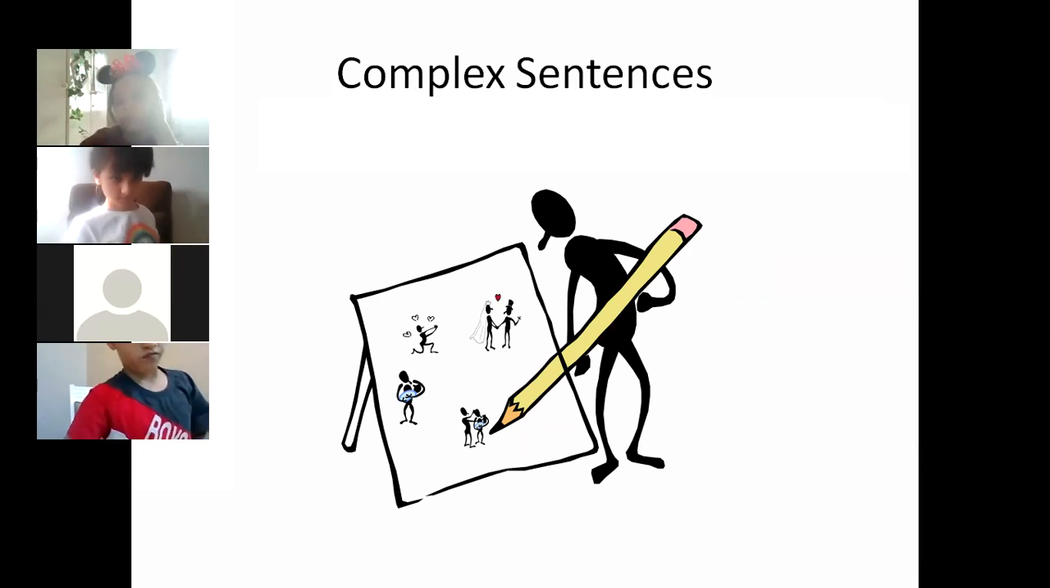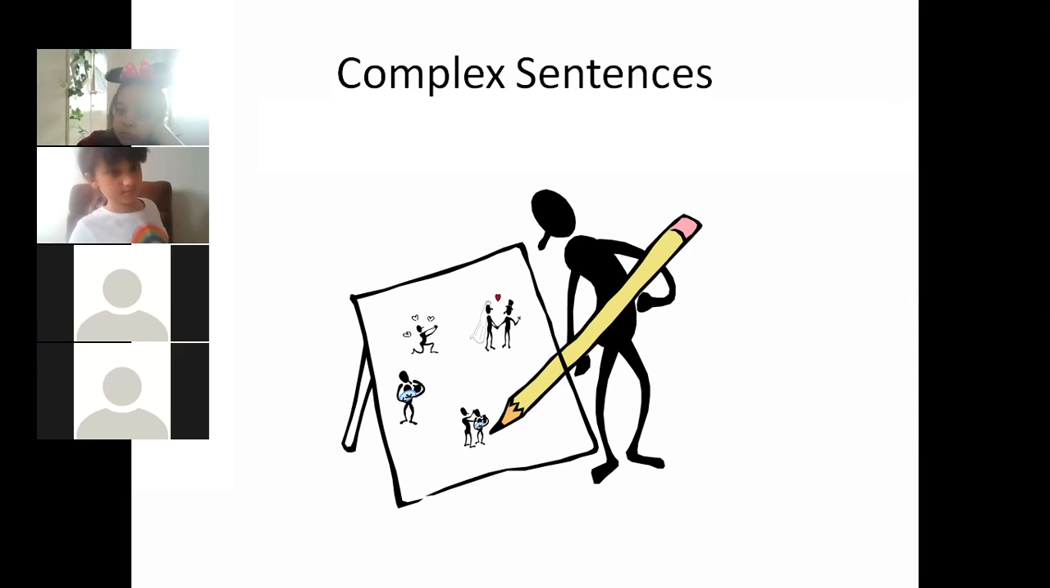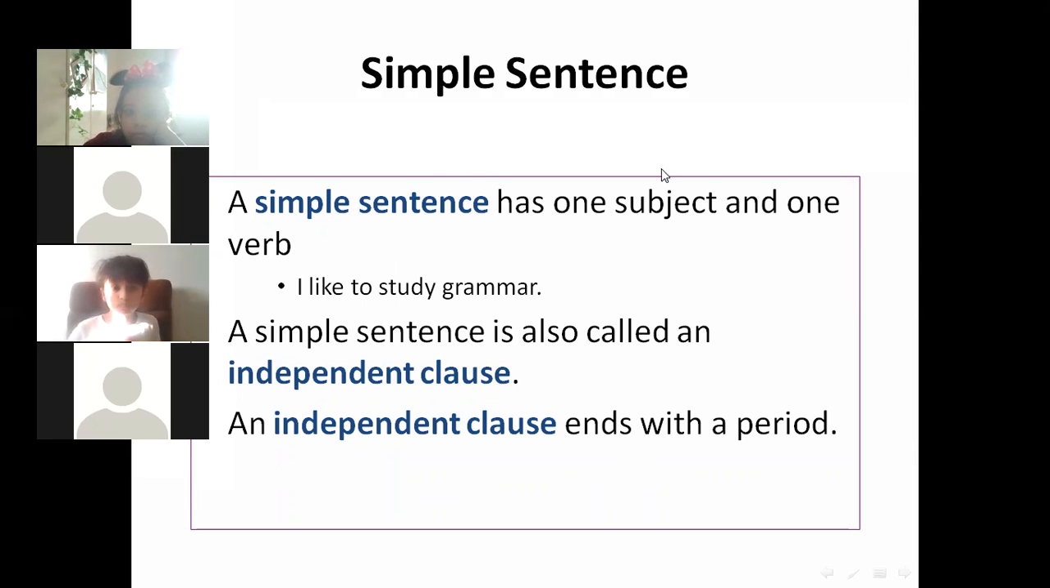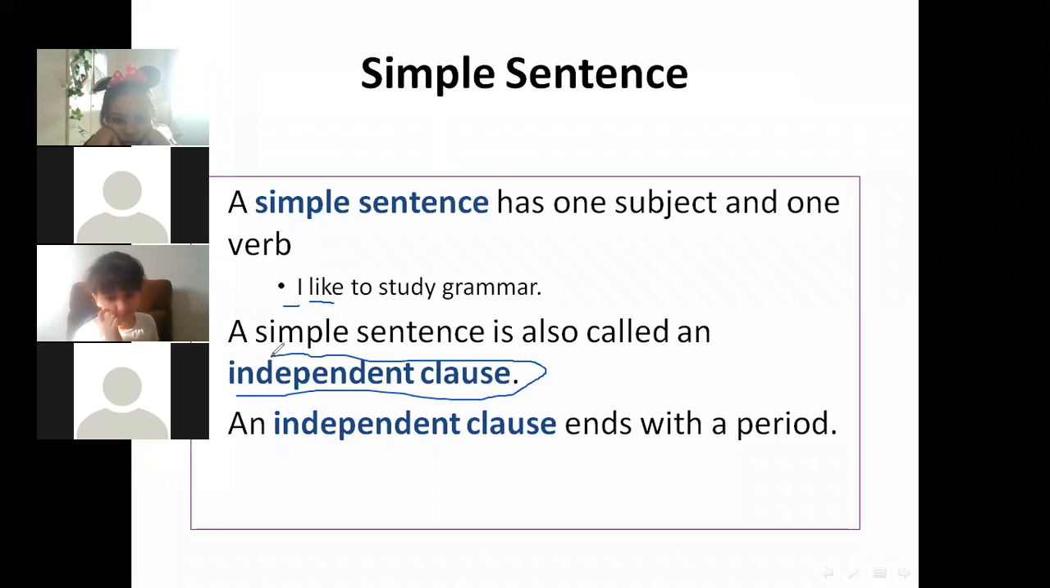We have two kinds of sentences. We have simple sentences and compound sentences. The simple sentence has only one subject and one verb. Like, I like to study grammar. Here we have only one subject and only one verb. We can call the simple sentence independent clause. What's the meaning of independent?